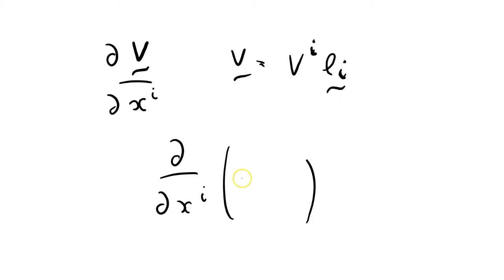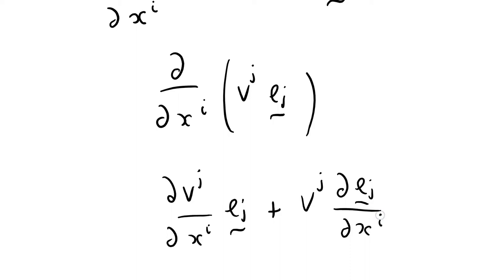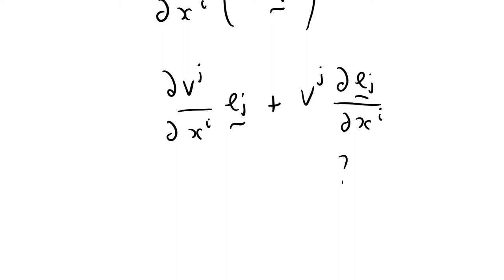Okay, so what have I got here? Well, I've got ∂v^j/∂x^i e_j, summed over j, plus v^j ∂e_j/∂x^i. So this is pretty much a perfectly sensible quantity here. It's this one here I need to define. So what I'm going to do, I'm going to see if I can do it without confusing myself.